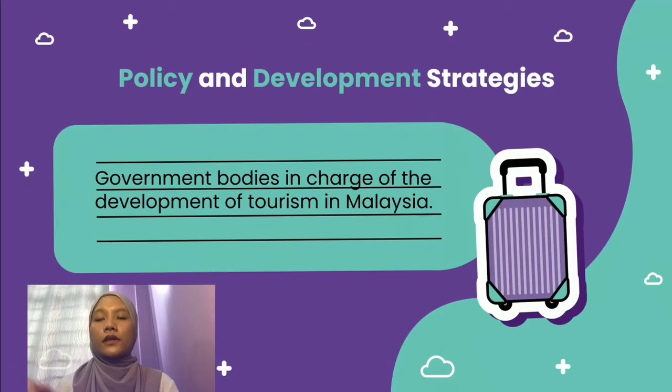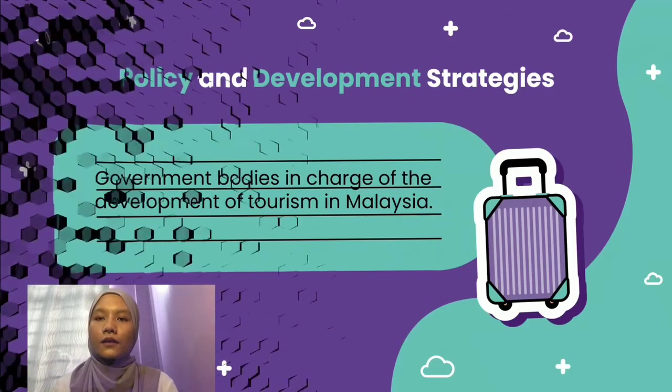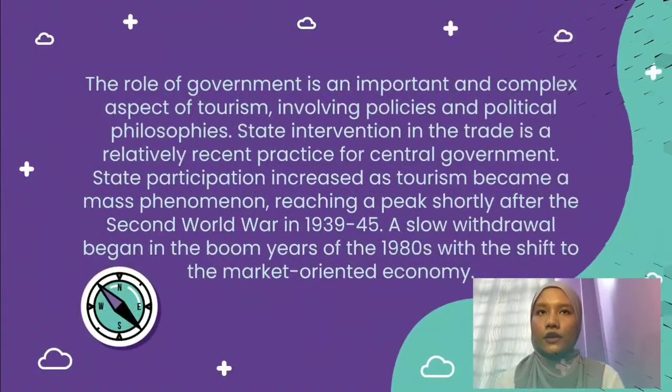Next, I will explain to you about policy and development strategies, which are the government bodies in charge of the development of tourism in Malaysia. The role of government is an important and complex aspect of tourism involving policies and political philosophies. State intervention in the trade is a relatively recent practice for central government. State participation increased as tourism became a mass phenomenon, reaching a peak shortly after the Second World War. A slow withdrawal began in the boom years of the 1980s with the shift to the market-oriented economy.